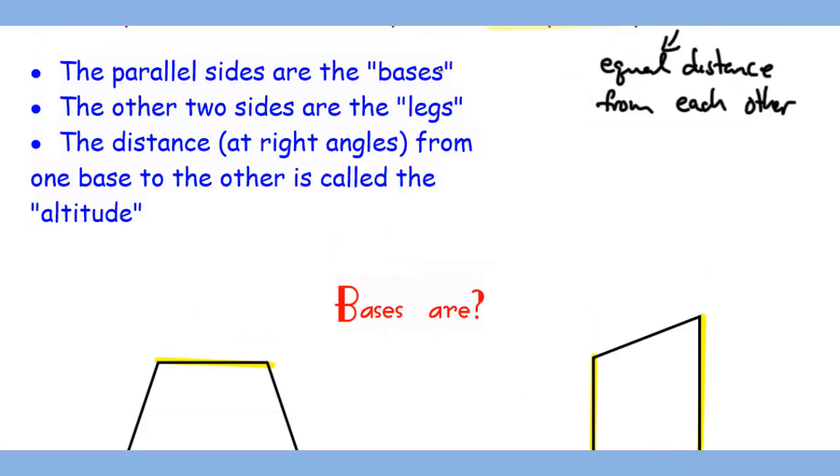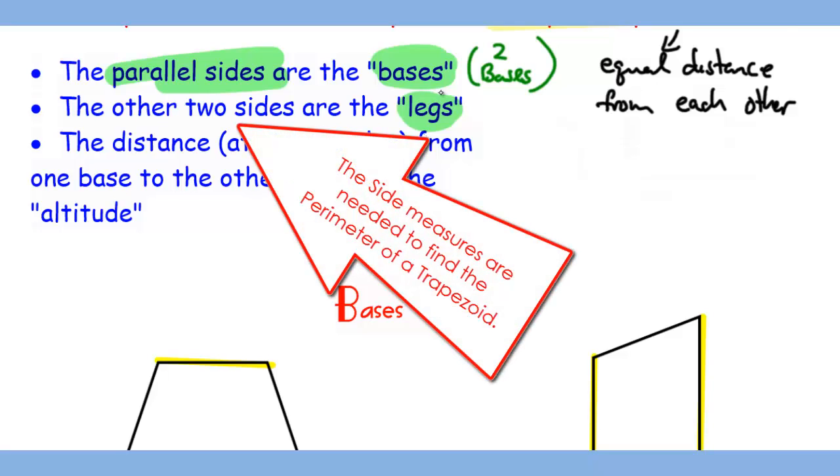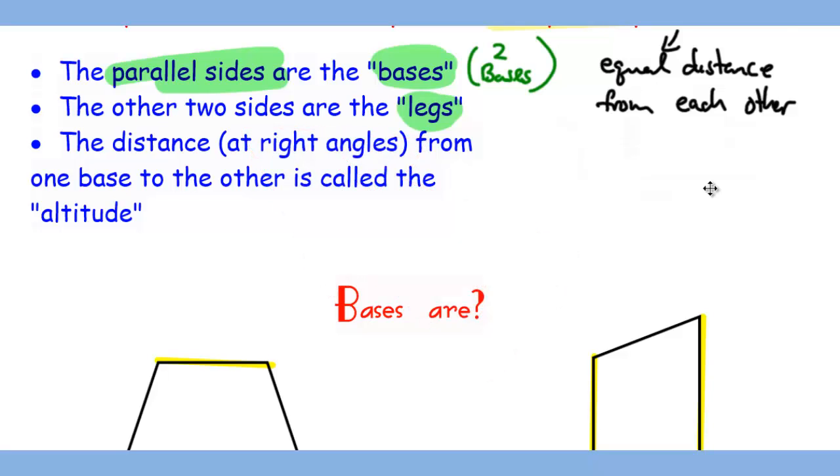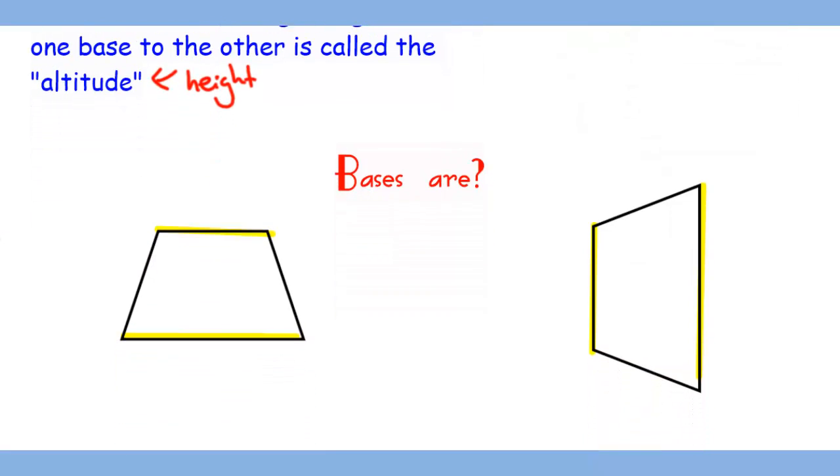Now in a trapezoid, the bases are the two parallel lines, meaning that we have two bases. And the other two sides are called the legs, which you will need to find for the perimeter of a trapezoid. And the distance from one base to the other is called the altitude, which is a fancier name for height. So let's come back to the picture and take a look at this.